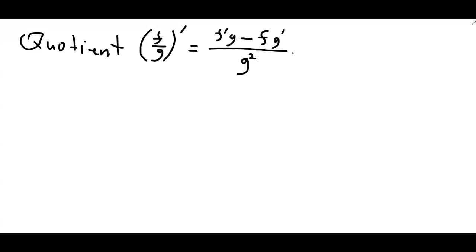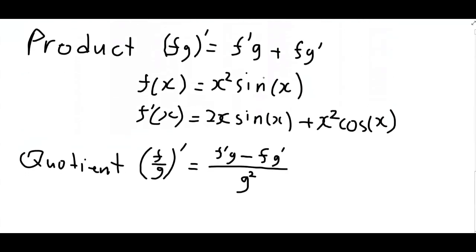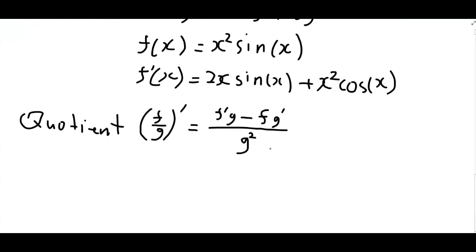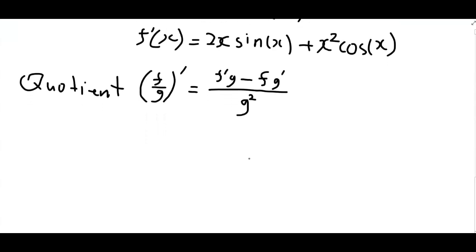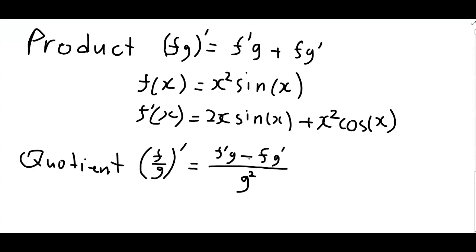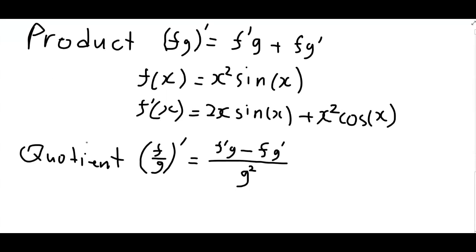So looking back to the product rule, the only difference is that for the quotient rule, you'll see a minus sign here instead of plus, and you need to divide it by the second function squared. So keep that in mind when you're looking into both product and the quotient rule.